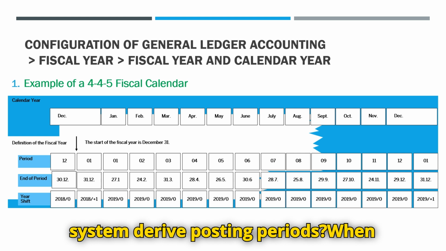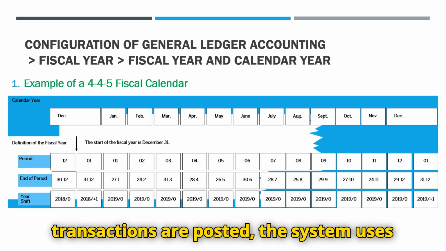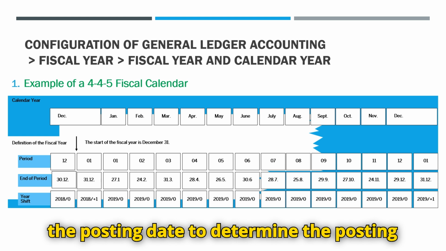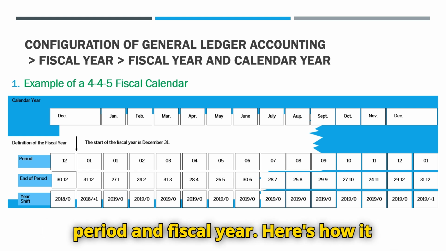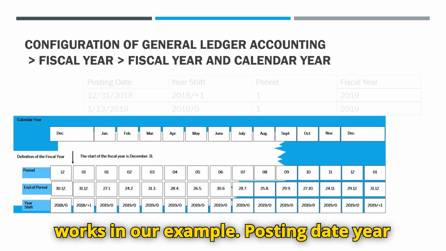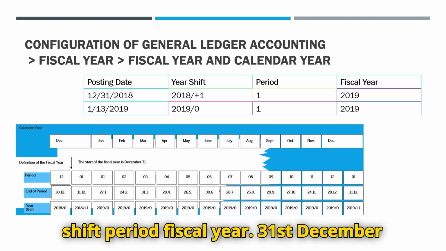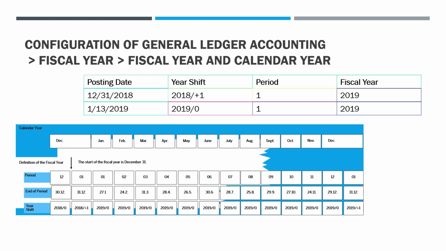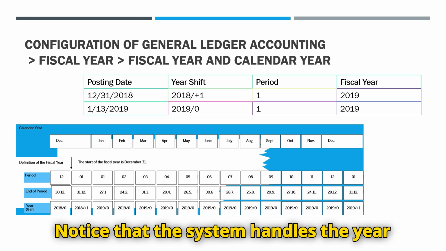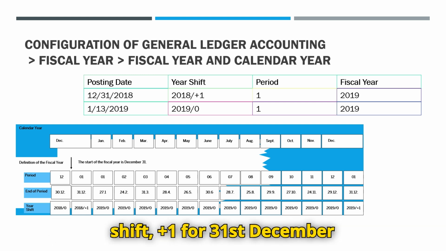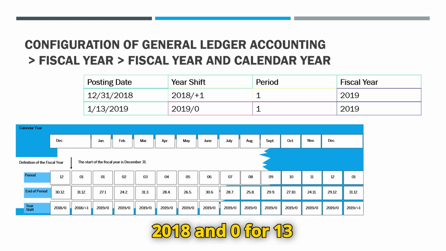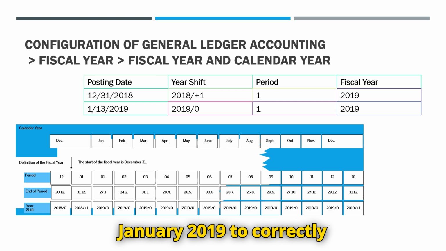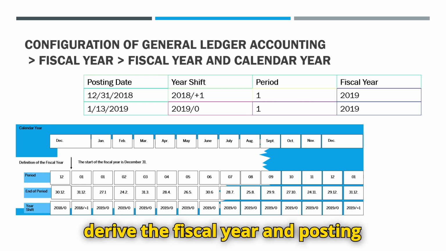How does the system derive posting periods? When transactions are posted, the system uses the posting date to determine the posting period and fiscal year. Here's how it works in our example. Posting date, year shift, period, fiscal year. 31st December 2018: year shift +1, period 1, fiscal year 2019. 13th January 2019: year shift 0, period 1, fiscal year 2019. Notice that the system handles the year shift +1 for 31st December 2018 and 0 for 13th January 2019 to correctly derive the fiscal year and posting period.